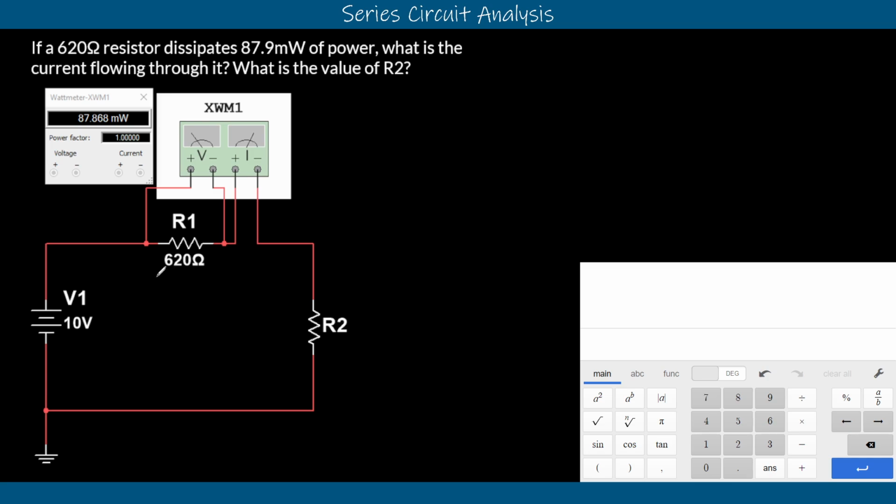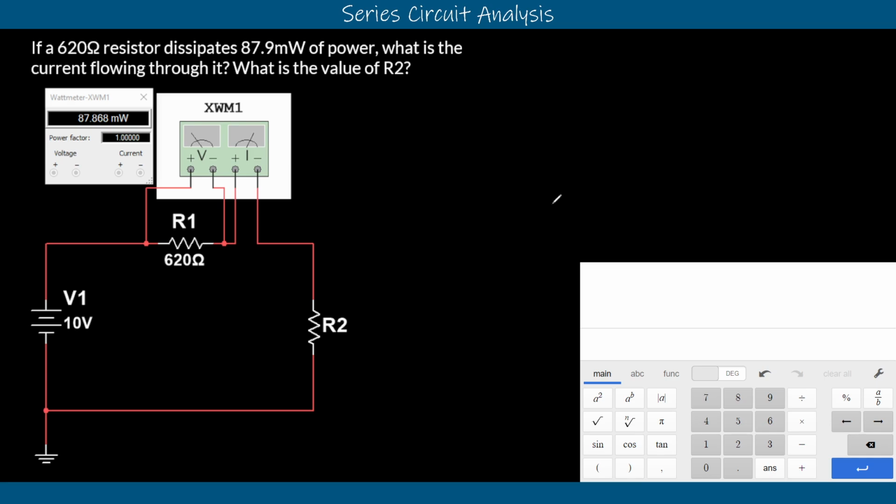R1 we know more about, though. We know that it receives a 10-volt source and that it's going to have some kind of voltage drop. And we know that it has an ohmic value of 620 and that its power dissipated is 87.9 milliwatts. Power is voltage and current together. Our watt meter here is measuring voltage around the resistor on one probe line, and the other is measuring the current through the circuit, and those two together give us this power value.